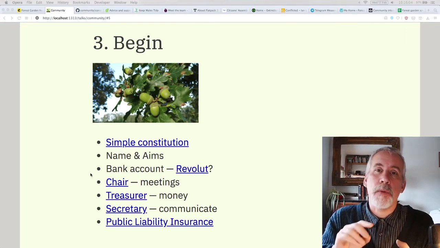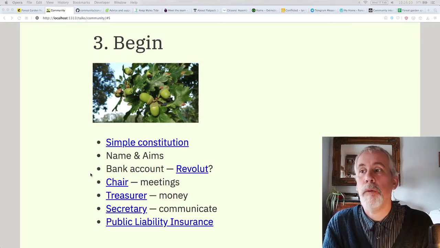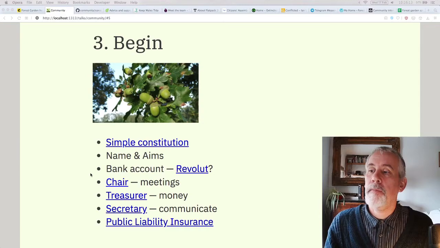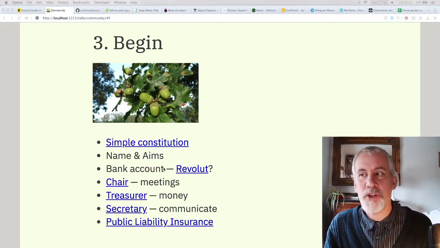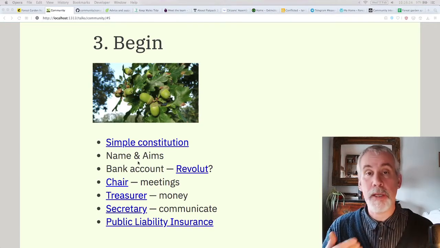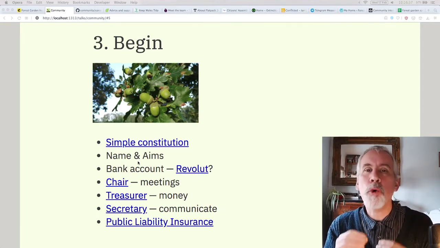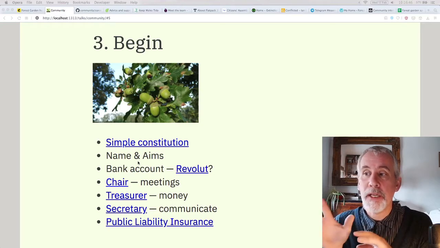Get a name which reflects what you do, and get the aims of what you want your community forest garden to do, and make it achievable. And then set up a bank account to receive and pay stuff out. I did look into this. There is a new online bank called Revolut, I guess is how you pronounce it. It's very interesting because you can set up a bank account which doesn't have any bank charges associated with it, but unfortunately they don't cover charities, CICs, or community groups yet. They are working on it, but that's one to keep an eye on.